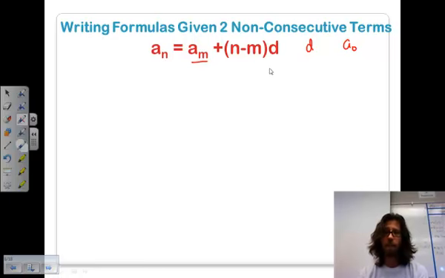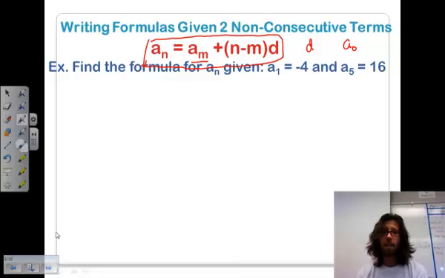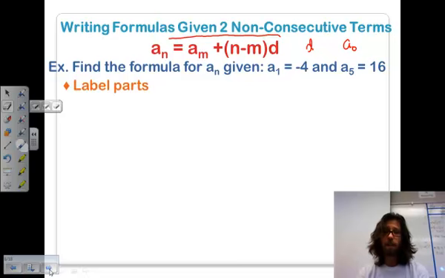And we're going to manipulate it in a slightly different way. So you will want to go ahead and write down this formula. And in class, we can maybe discuss how we can relate those two formulas together a little bit better. But for now, we'll just stick with the formula here. So in an example like this, we're given that we want to find a sub n, given that a sub 1 is equal to -4, and a sub 5 is equal to 16.